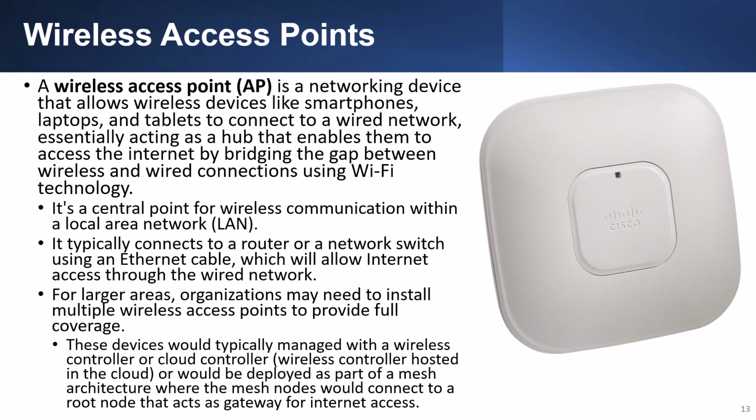It typically connects to a router or a network switch using an Ethernet cable, which will allow internet access through the wired network. For larger areas, organizations may need to install multiple wireless access points to provide full coverage. These devices would typically be managed with a wireless controller or cloud controller, or would be deployed as part of a mesh architecture where the mesh nodes would connect to the root node that acts as a gateway for internet access.